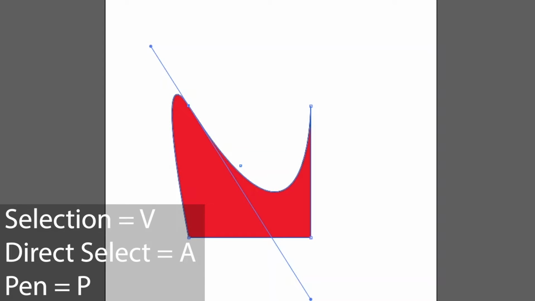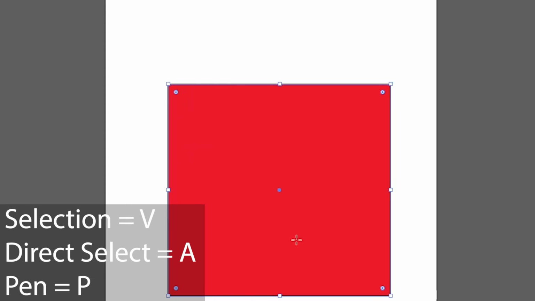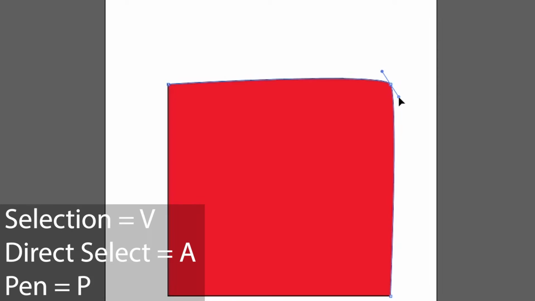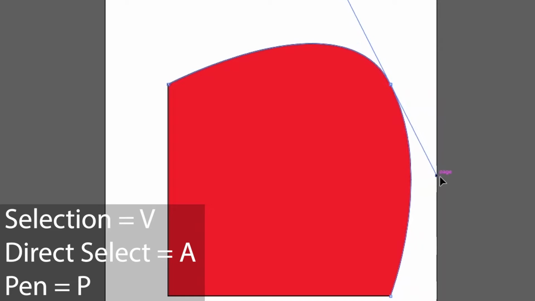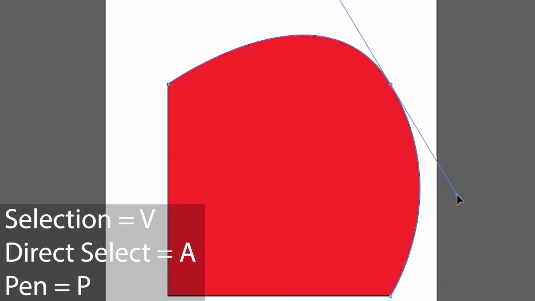Now let me draw another square. Now we're going to hit our Anchor Point tool. So let's grab this corner here. We're going to left click, hold it down. And again, both sides are curving, but what if that is not what we want? We only wanted the top one to curve. We didn't want this bottom one to curve.